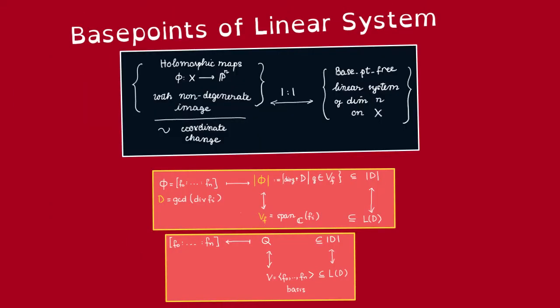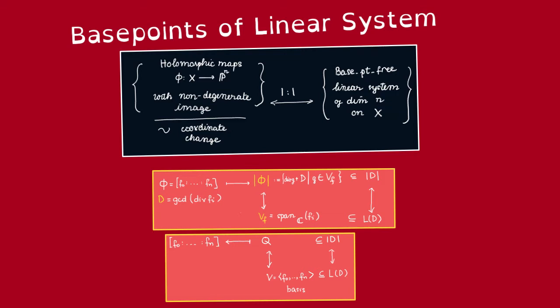So previously, for a fixed compact Riemann surface X, we have associated to every holomorphic map from X to Pn some linear system. If the map phi is given by some tuples f0, ..., fn, then we associate to it the following linear system. We let D be the greatest common divisor of div fi, and then we associate to phi the linear system corresponding to the span of the fi inside LD. So to every holomorphic map, we have established a linear system.